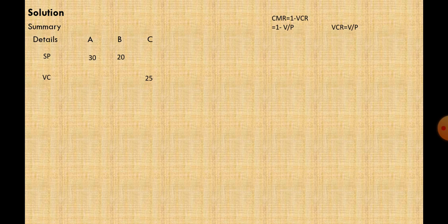So what you're supposed to look for is the variable cost for A and B. We equate as such: the variable cost ratio is 40%, that is 0.4, equivalent to V, which is the variable cost, divided by the selling price of A, which is 30. So we find that the variable cost of A is 12. For B, the same case applies, but the selling price of B is 20, hence the variable cost will be equivalent to 8.